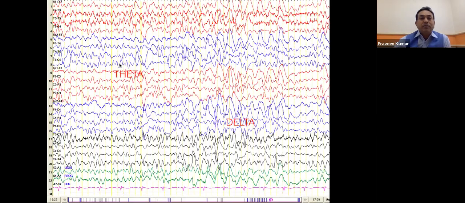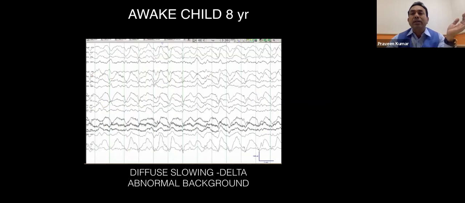You see theta waves when the frequency is less than 8: 1, 2, 3, 4, 5, 6, 7. These are the thetas, and then you've got the delta waves when it is less than 4: 1, 2, 3, 4. So one EEG page has both theta waves and delta waves in the location. So you identify the EEG pattern.